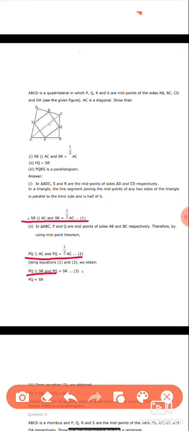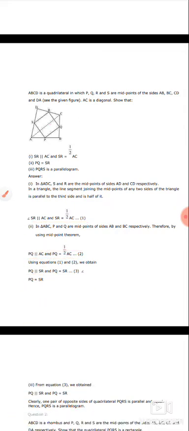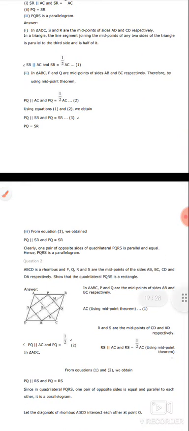If one pair of opposite sides of a quadrilateral is parallel and equal, then you can say that the given quadrilateral is a parallelogram. Here you have PQ parallel to SR and PQ equal to SR. So clearly one pair of opposite sides of quadrilateral PQRS is parallel and equal. Hence PQRS is a parallelogram.